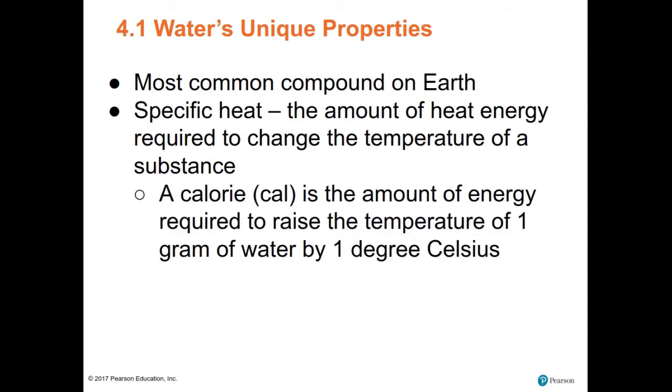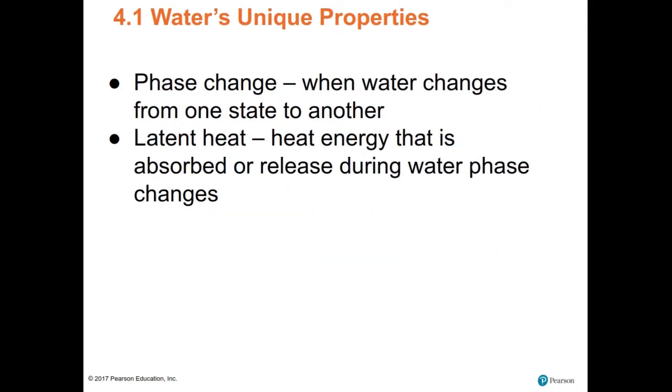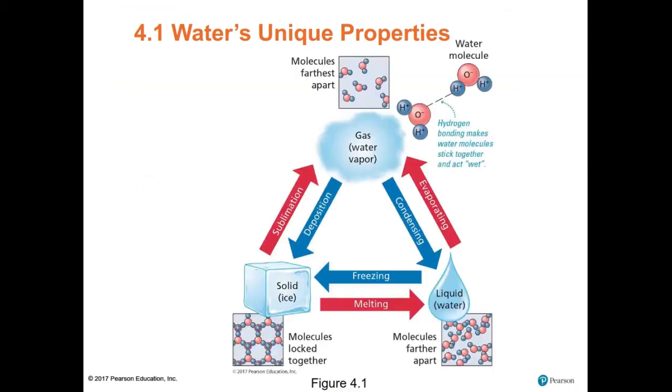So this is review. A calorie is the amount of energy that it takes to change the temperature of a gram of water by 1 degree. Phase change refers to water changing from one state to another, from solid to liquid, liquid to gas. And latent heat is the energy absorbed or released during phase changes. So I know it's really weird. When ice melts, it goes from being solid ice at 0 degrees to liquid water at 0 degrees. The temperature doesn't change, but it went from being a solid and now it's a liquid.